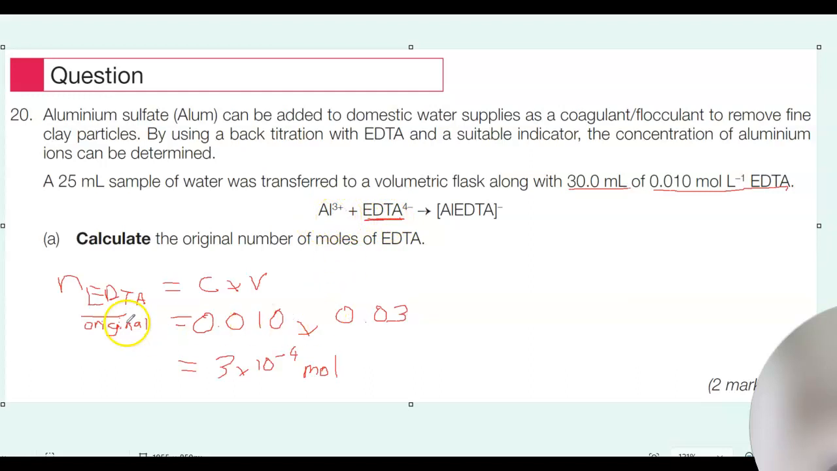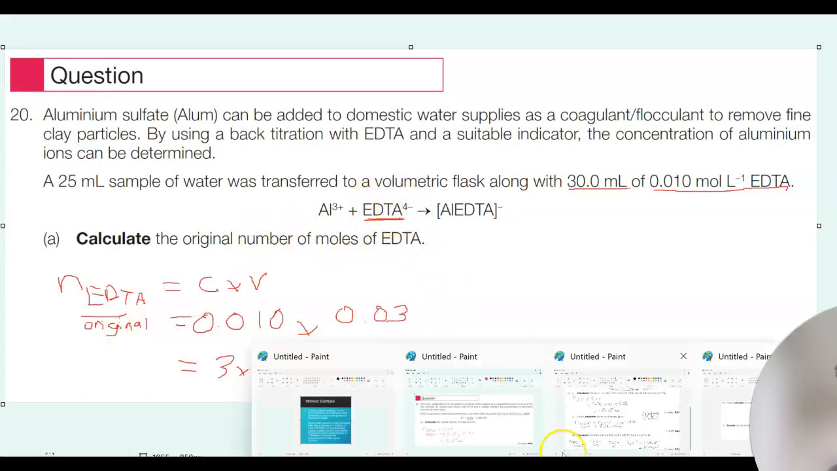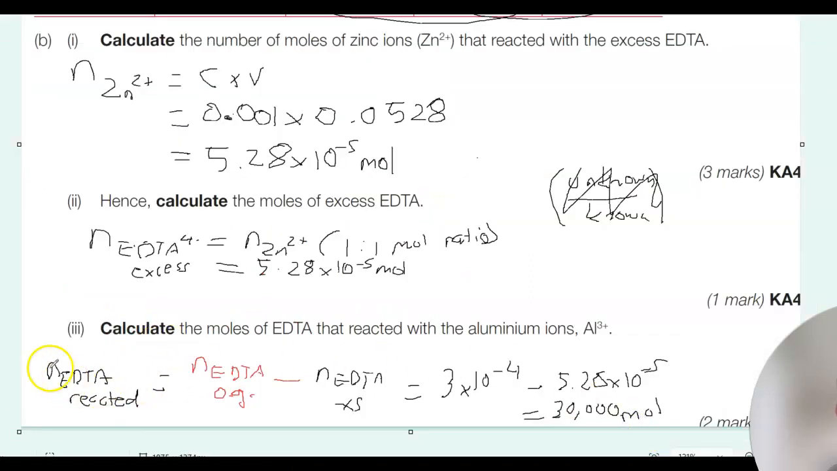Okay. Now what we have over here, and I didn't write this before, I probably should have, is the EDTA original, or the OG. So that's what we added in originally. Okay. And then a certain amount reacted in this first one. That's what we're trying to figure out. So in order to calculate the EDTA that's reacted, we need to take the OG EDTA from the first part, subtract the EDTA in excess, and that's this one here.